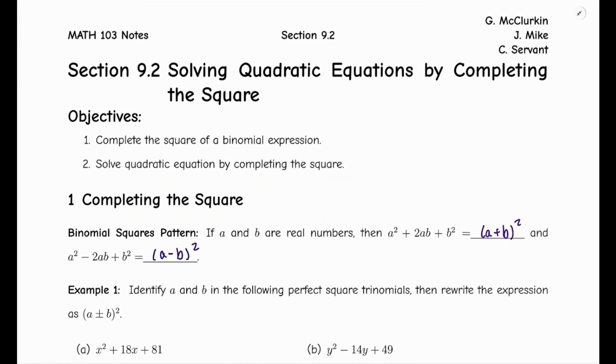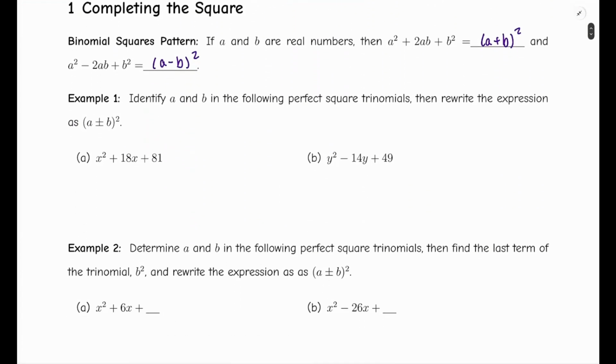Example 1. Identify a and b in the following perfect square trinomials, then rewrite the expression as a plus or minus b squared. So remember, a squared and b squared are the first and third term if written in descending order. So in this case, that would imply a is equal to x and b is equal to 9. The other thing you should check is that the middle term is double these two terms. So x times 9 is 9x. Double that is 18x. So that works. So that means this will be x plus 9 squared.